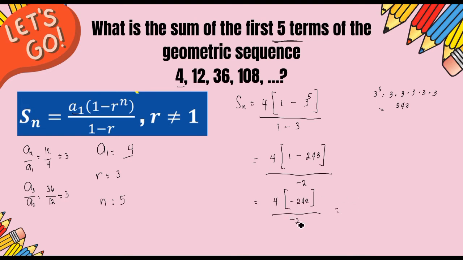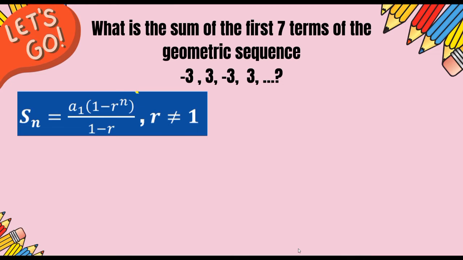Ngayon, sa 4, pwedeng by cancellation, pwede rin naman na i-multiply siya diretso. So, para pinakamadali po, ay ika-cancel natin si 4 at si negative 2. So, this will become negative 2. Okay, and then now, negative 2 times negative 242 and the answer is equal to positive 484. So, therefore, pag inadd pala natin yung 5 terms ng ating sequence na 4, 12, 36, 108, and so on and so forth, the answer is 484.